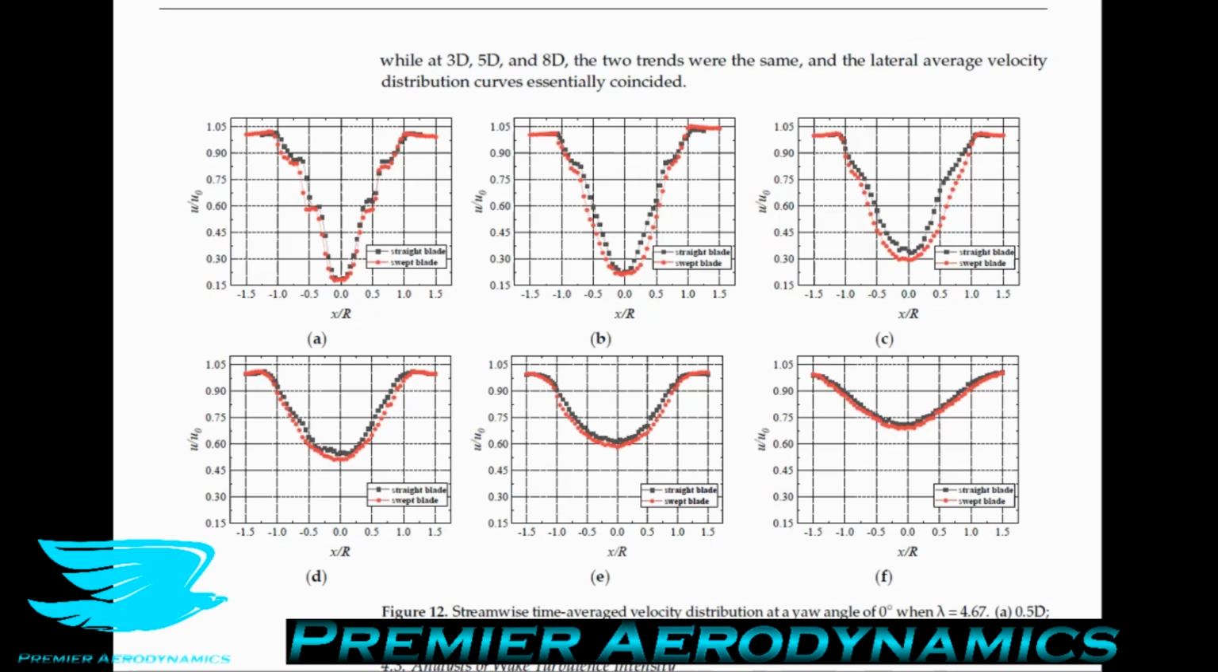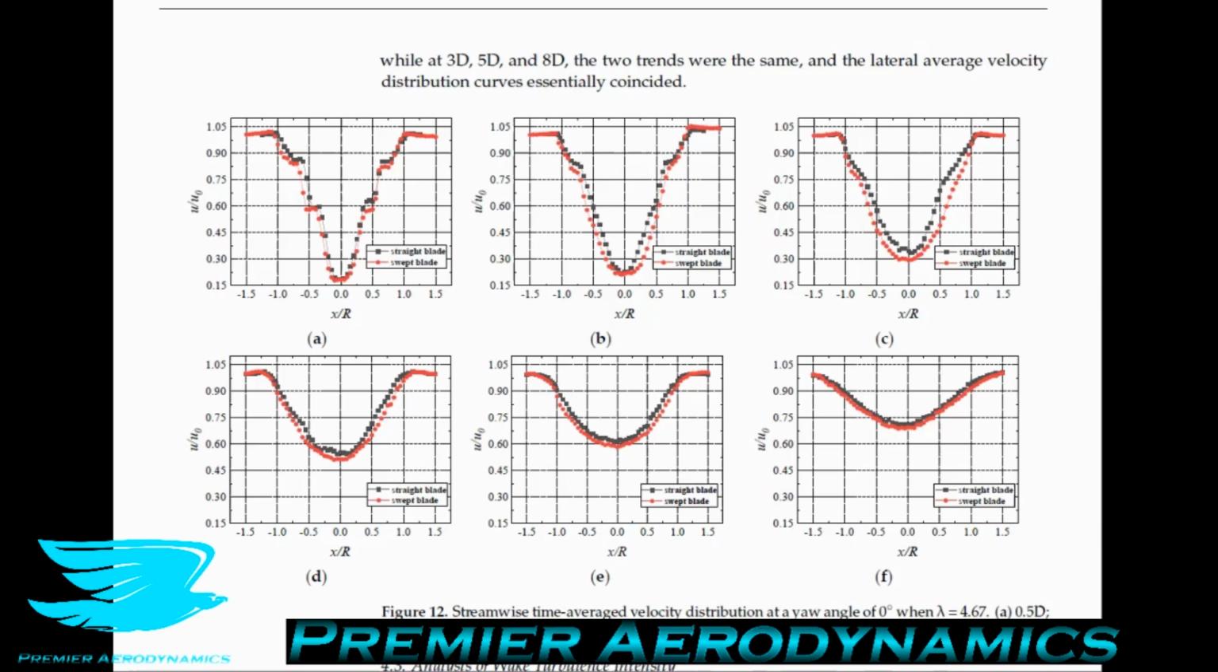That's not really important. The main things are that the further downstream you go, the more the wake does recover, and it gets up to like 70% of the free stream velocity to begin with. And the straight blades do recover quicker. Overall, they're about 4% higher in recovery percentage.